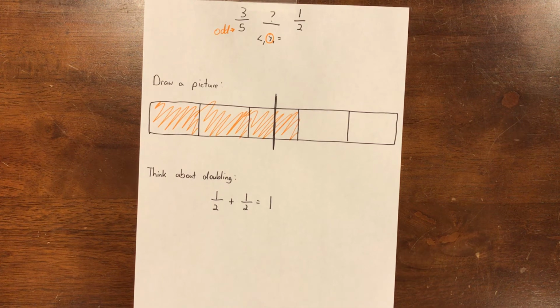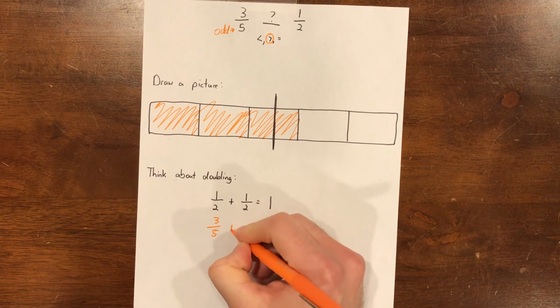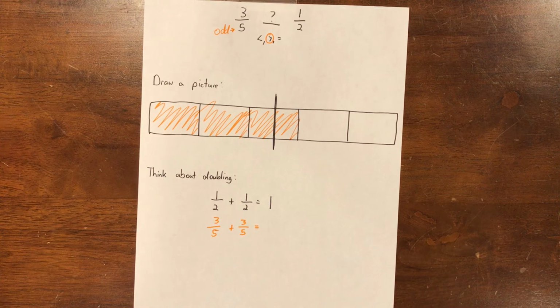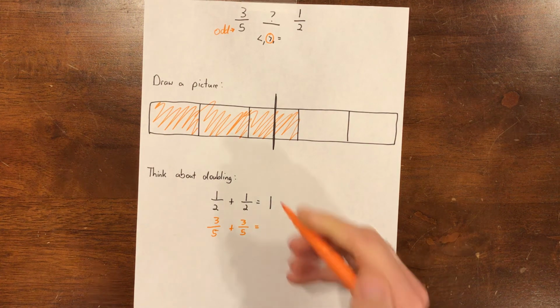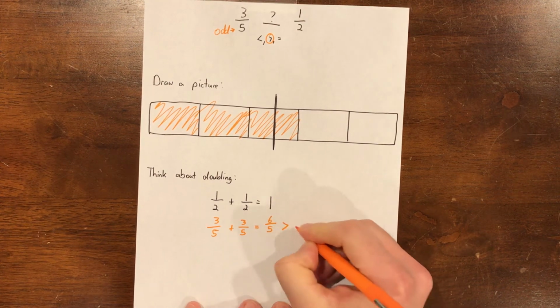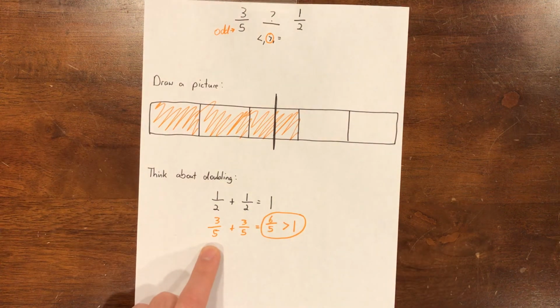So if we double a fraction and it's more than a whole, we also know it's more than a half. So let's try it. What do we find when we double 3/5? Say it out loud. Right, we get 6/5. 6/5 is more than a whole. So we know that 3/5 is more than, say it out loud, right, a half.